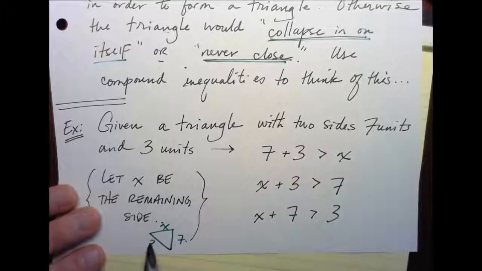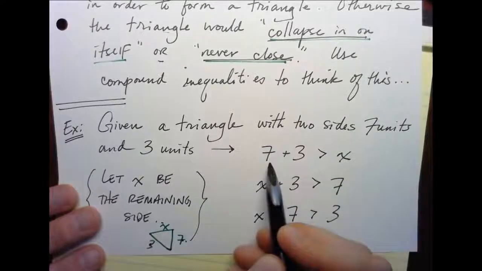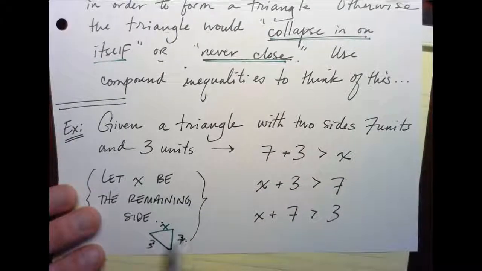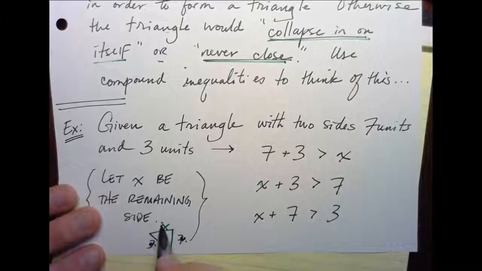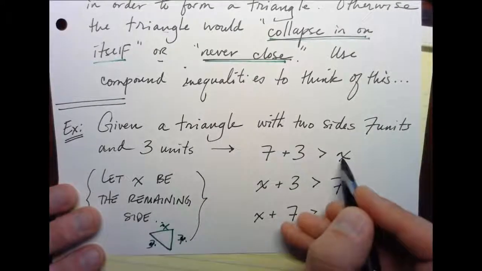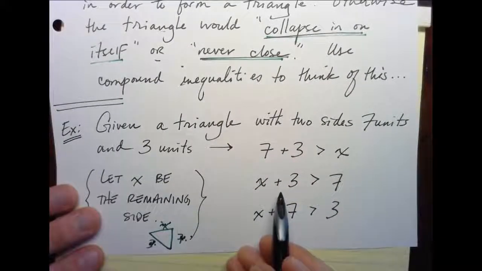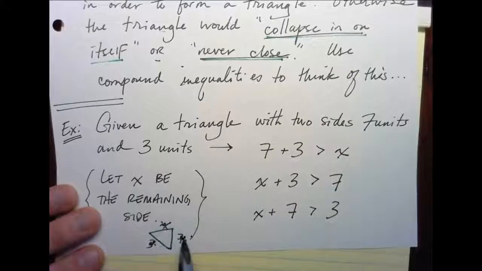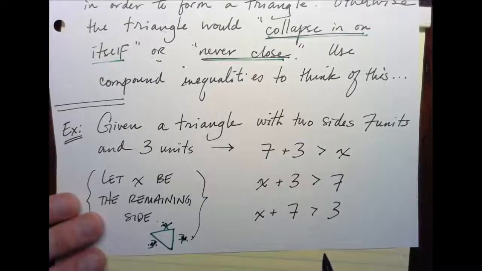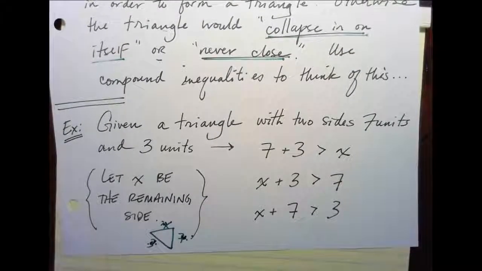So let's take 3 plus 7. Here, 7 plus 3 added together has to be bigger than x. Or these two, x and 3, has to be bigger than 7. So there's that one. And then lastly, x and 7 has to be bigger than 3, so x plus 7 has to be bigger than 3. So let's think about this. Let's use our algebra skills and solve these inequalities real quickly.